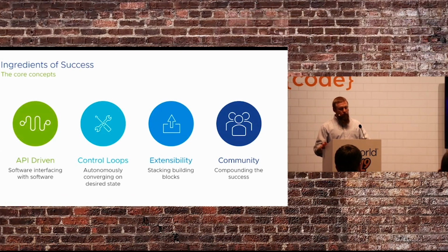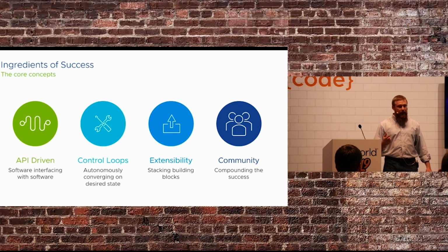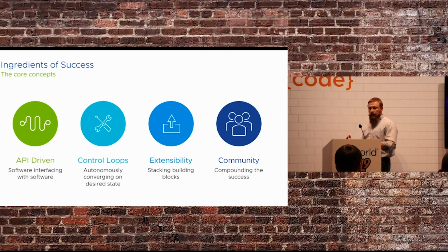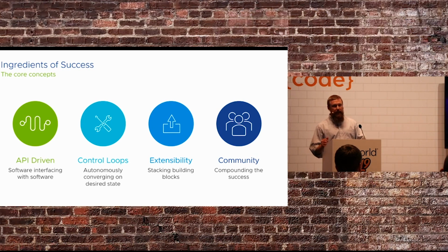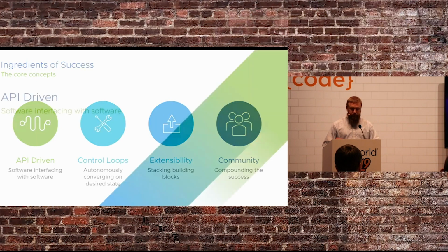And these are the 4 core concepts that we're going to talk about here today. The first is the API-driven nature of Kubernetes, why that's important and how you can leverage it. The other is the control loops, which form the core of the autonomous behavior in the system. Then we're going to talk about extensibility in Kubernetes and how and why you might want to extend the Kubernetes API. And we're also going to talk about the community that built this project.